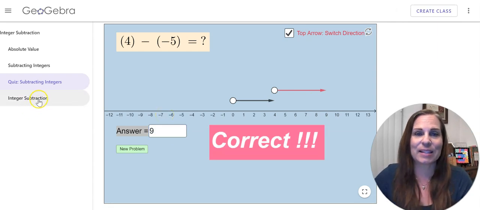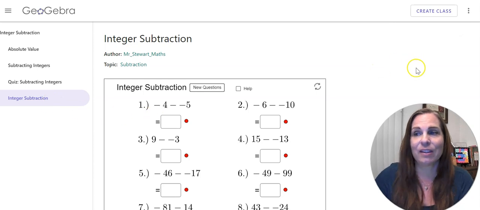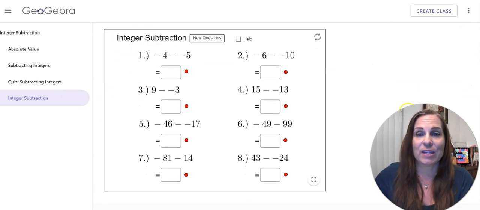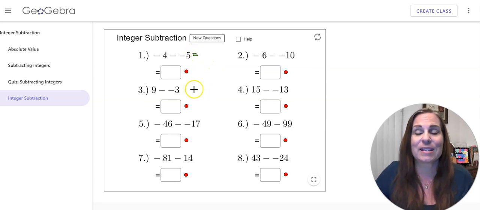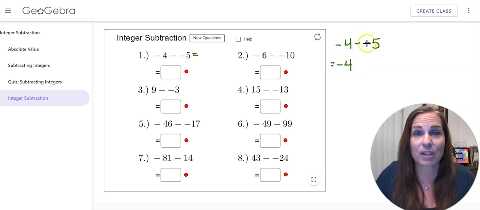Okay, and then one last thing is this integer subtraction activity. And the red dots turn green if you get the answer right. So this is really good practice, writing it as an addition problem and then checking your integer addition skills. So for this first problem, this -4 minus -5, if I rewrite that as an addition problem, actually I'll do it over here. So -4 minus -5 is what we start with. So I'm going to keep the first number, but subtraction is adding the opposite.